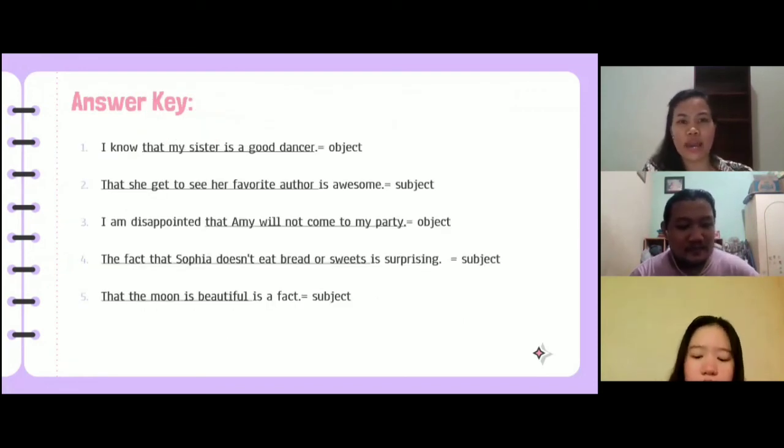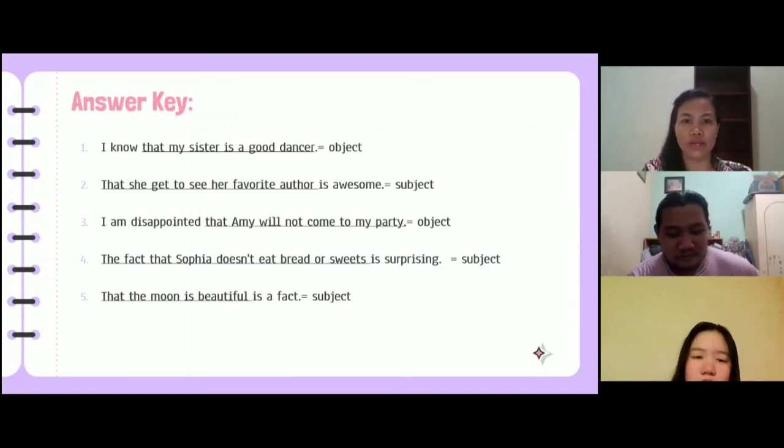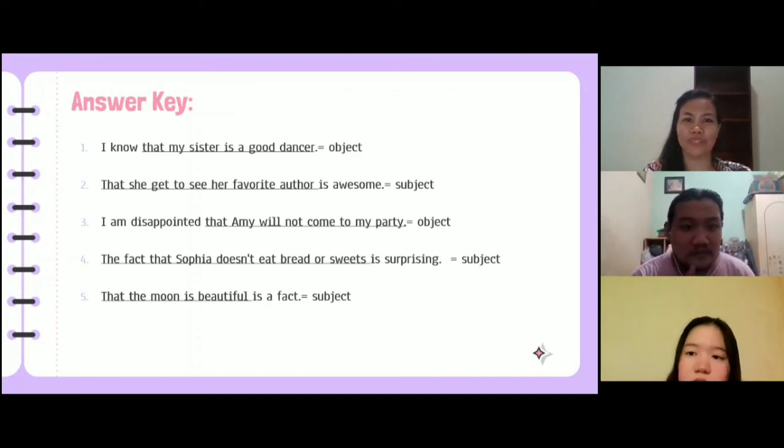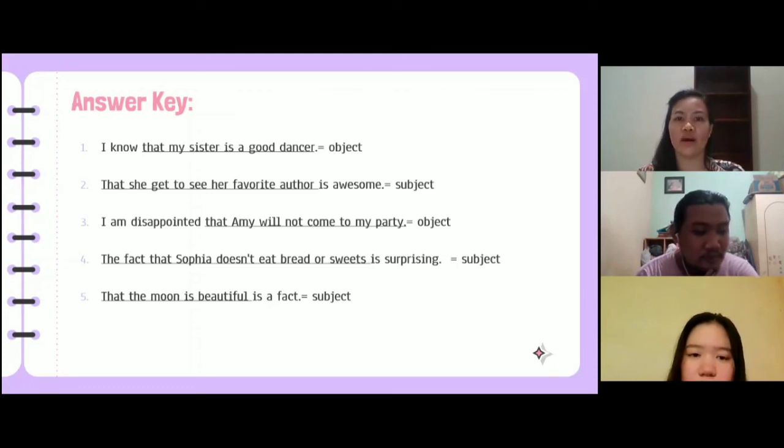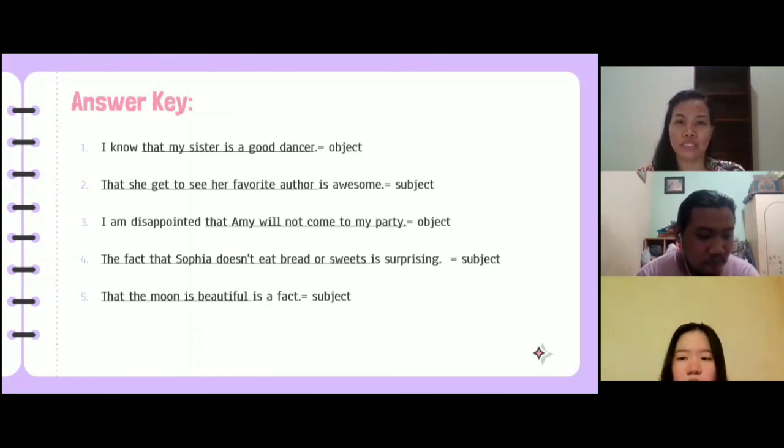Okay, the answer key. I know that my sister is a good dancer. I think Chelsea got it right. That my sister is a good dancer functions as an object because the verb is know, do you remember? And that she gets to see her favorite author is the subject, and the verb is. And you got it right. This is the noun clause functioning as subject.